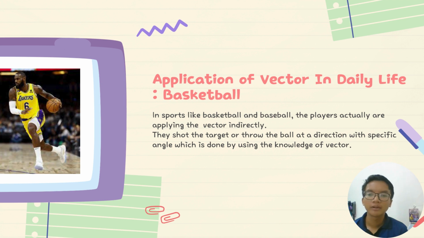Now is the application of vector in basketball. In sports, we have so many kinds of sports, for example basketball, baseball, and also football. In sports like basketball and baseball, the players are actually applying the vector indirectly. They shoot or throw the ball in a direction at a specific angle, which is done using knowledge of vector. The players should know the distance between them and the target and determine the angle needed to shoot the ball into the goal.